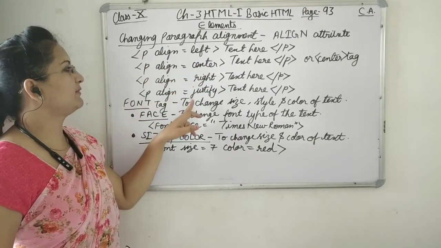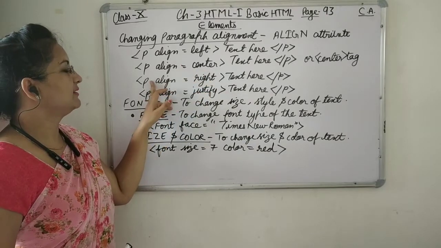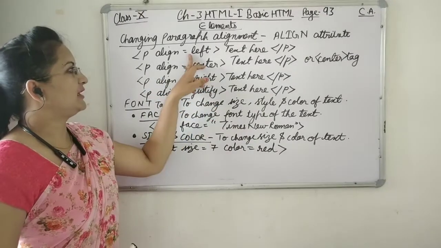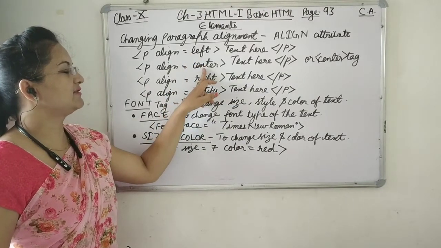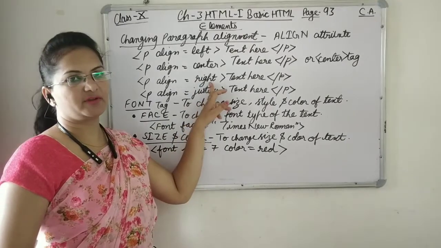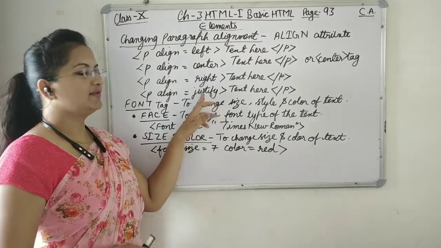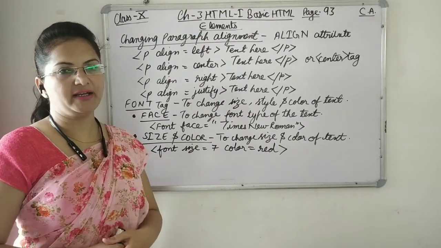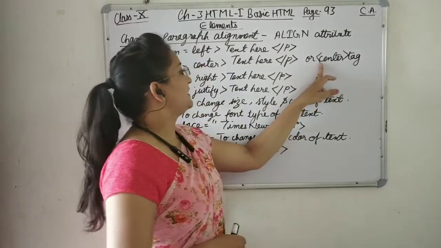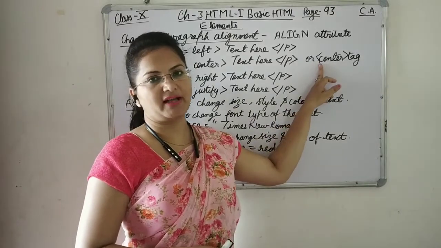Otherwise, we have three more values: P align center, P align right and P align justify. Left will bring it on the left side, center will bring the paragraph to the center, right will take the paragraph to the right side, and in justify, none of the sides will be ragged. And here, in place of align center, you can also use the center tag for paragraphs.